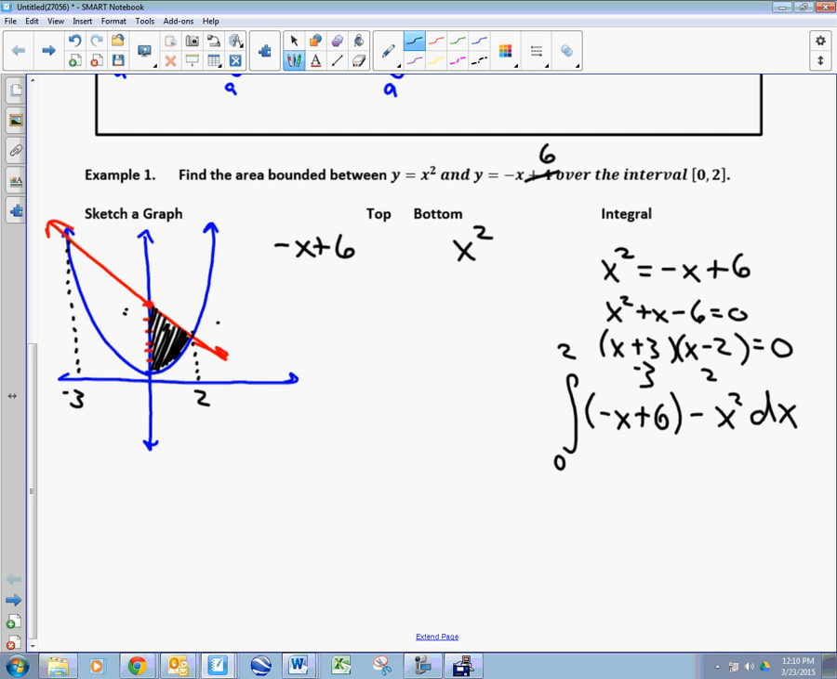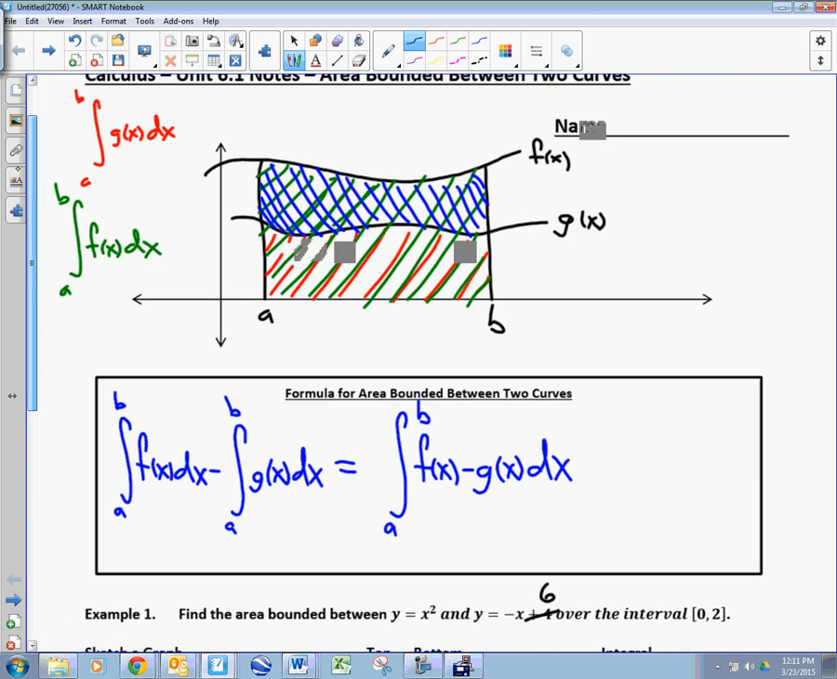Scott, I don't know if I got your question. Yes, so right here, the line is on top. Right here, the parabola is on top. Since I'm looking at this black area right here, I identify that the line is going to be the top function.